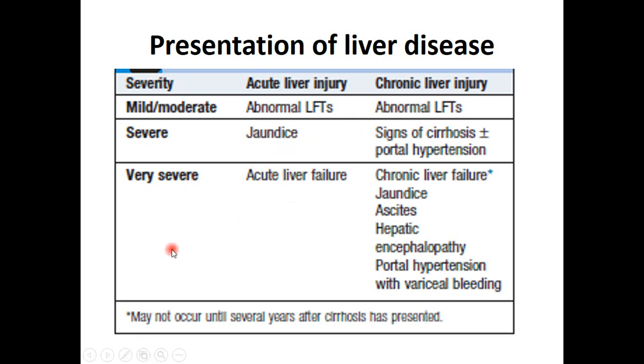And when the patient presents with very severe acute liver injury, he may have, as we said, acute fulminant failure or acute liver failure with massive liver necrosis, for example. It's a very serious condition with high mortality. Or he may present, if it is very severe, with chronic liver disease. He has chronic liver failure. He may have jaundice, ascites, hepatic encephalopathy, portal hypertension, and variceal bleeding.